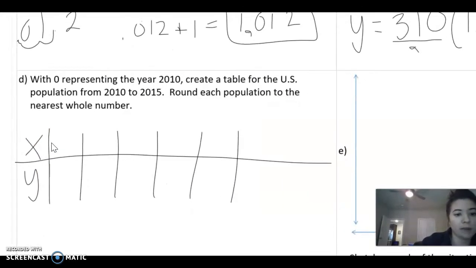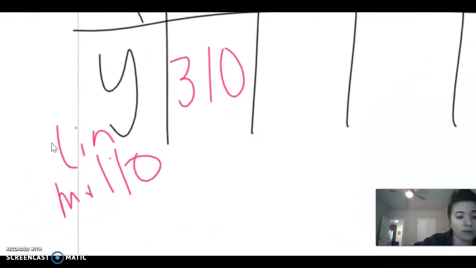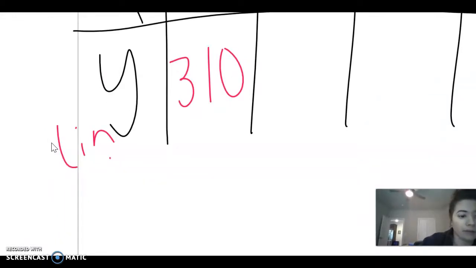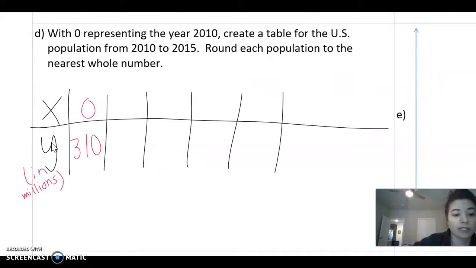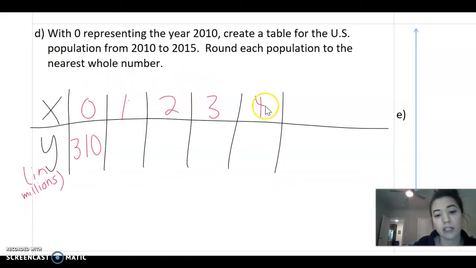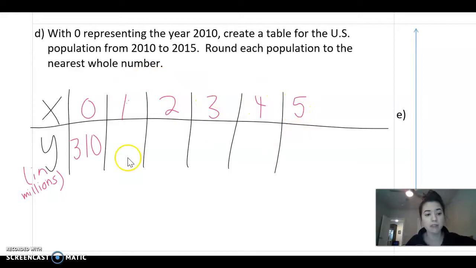Oh my goodness, maybe. Million people. Goodness. It would help if my pen was letting me write. And again, that's at time 0 when we started. And now I'm going to make my next couple of years. So we have 2010, 2011, 12, 13, 14, and 2015.